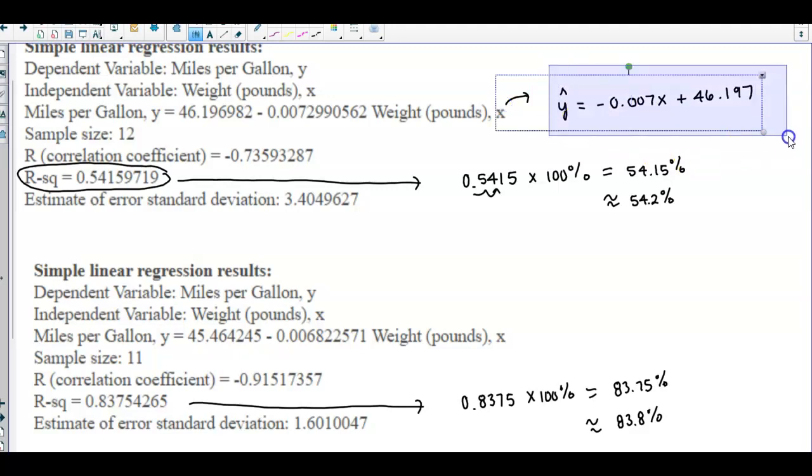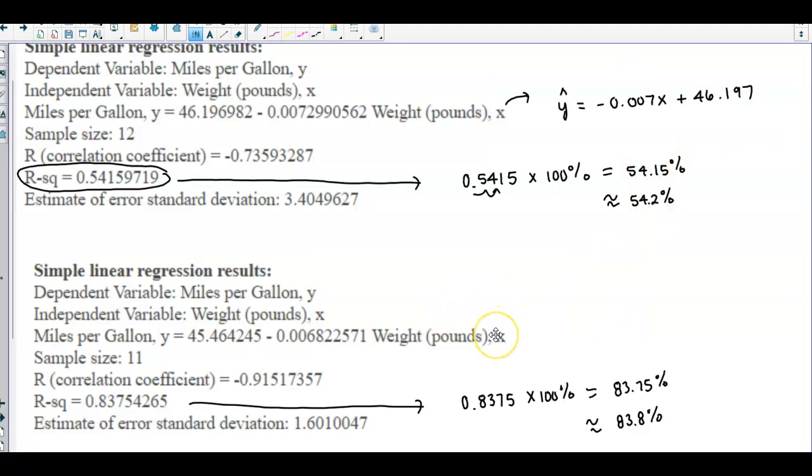plus 46.197. I'm going to bring that equation down a little further and compare it to this equation here: y hat equals, rounded to 3 decimal places, negative 0.007x plus 45.464. We want to compare the slopes and the y-intercepts of those two equations. The slope for the sample size of 12 is the same as the slope for the sample size of 11. Likewise, the y-intercept is 46.197 for 12, and 45.464 for 11.